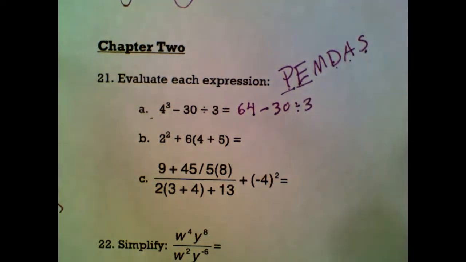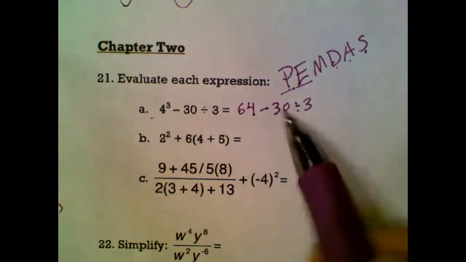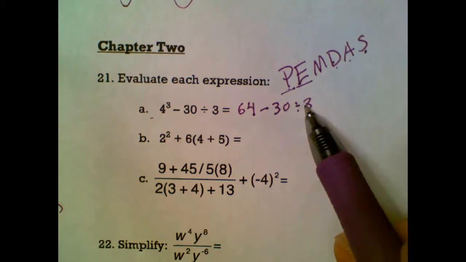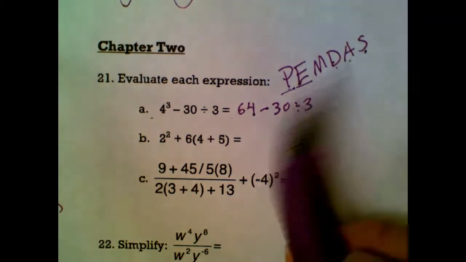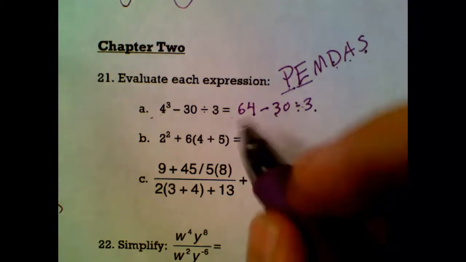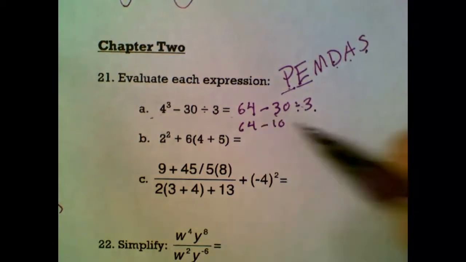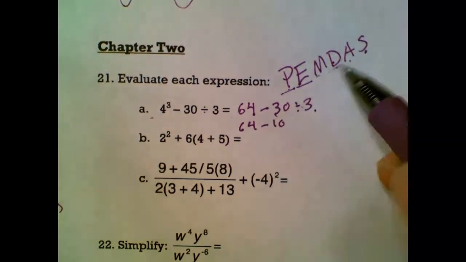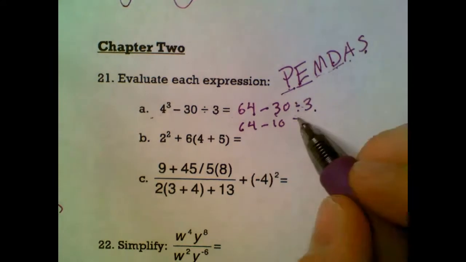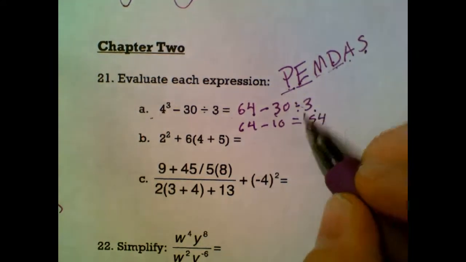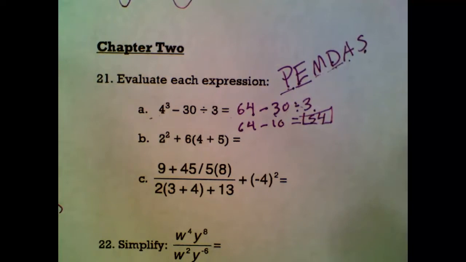Okay. So we took care of the exponents. Now multiplication, division. No multiplication going in there. Oh, but we got the division here. So that comes before subtraction. So we'll do that. 30 divided by 3. So we have 64 minus 10. Okay, and so we take from multiplication, division, done. 64 minus 10 is equal to 54. And there's your answer there.